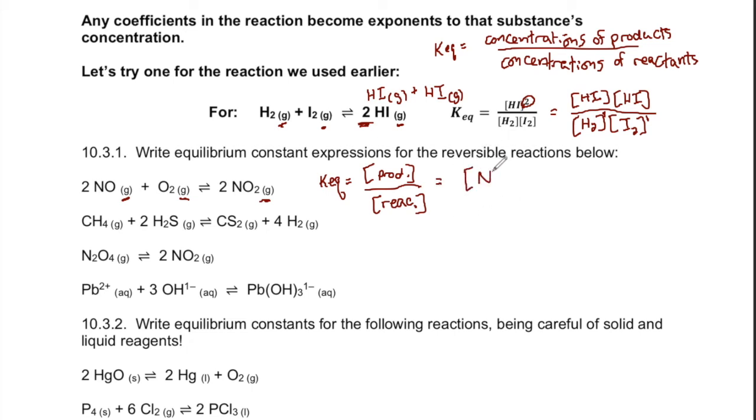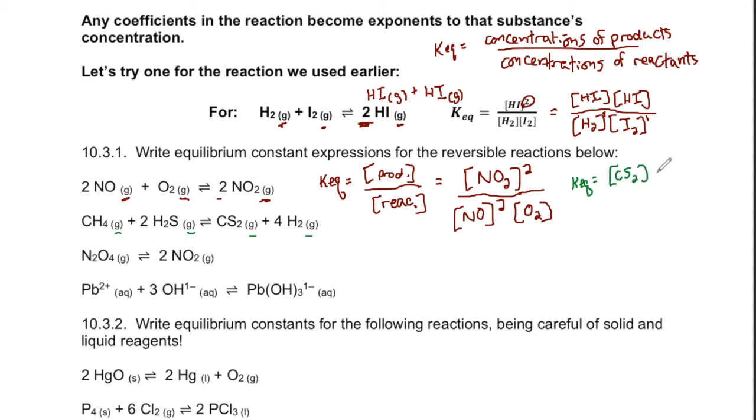The products are NO2, and there's 2 of them, so we're going to, instead of writing it twice, just write it as NO2 squared. And then we also have NO twice, so we're going to put that 2 as an exponent. And then the oxygen we only have once, so we'll just write that without an exponent because the exponent is 1. So this would be our equilibrium constant expression for this reaction. This one also has all of the substances being gases, so we're going to use all of them.